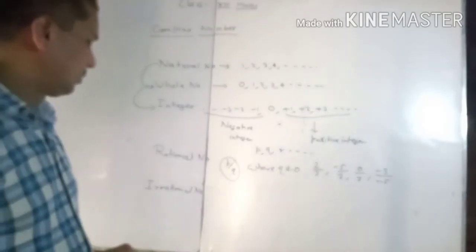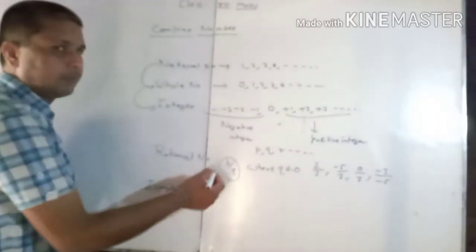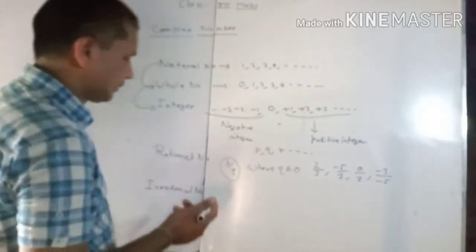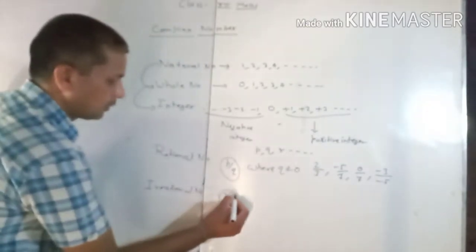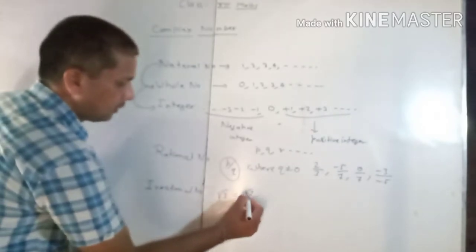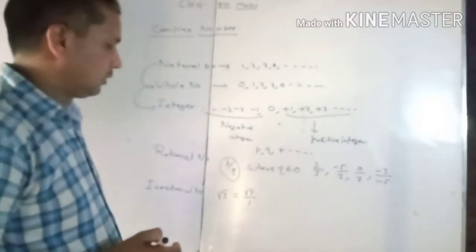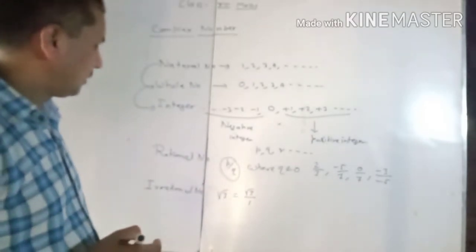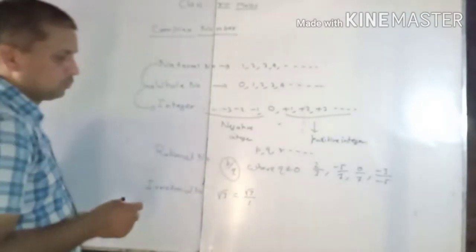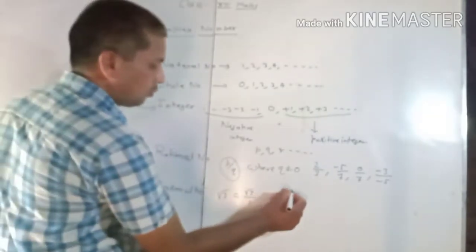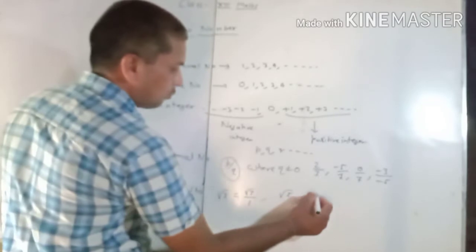After this, irrational numbers. The number which is not in the form of P by Q, means not in the form of integer by integer, like root 3. Root 3 means root 3 by 1. This is an integer, but root 3 is not an integer, so this is not in the form of P by Q. So root 3 is an irrational number. Root 5, root 7, and so on.